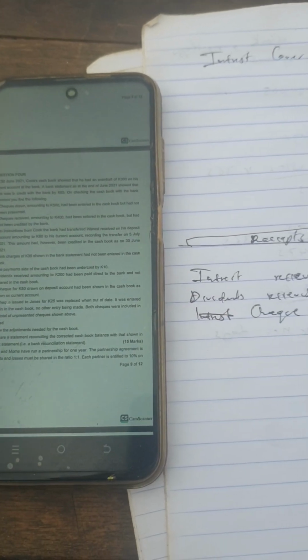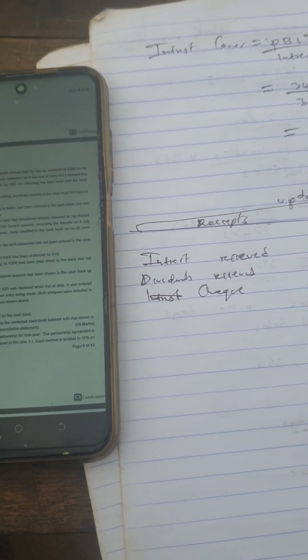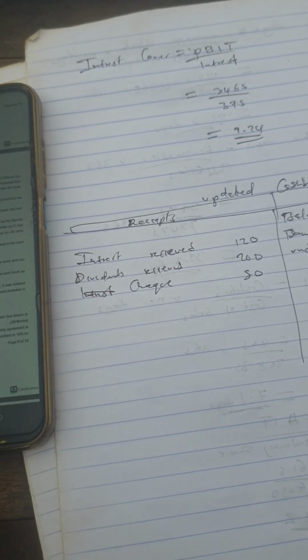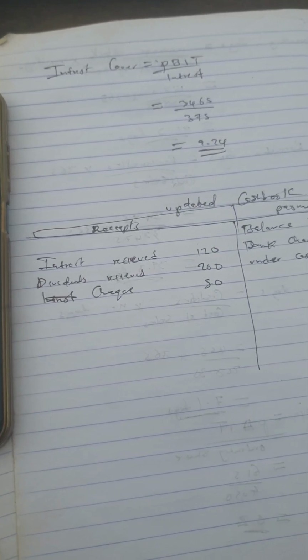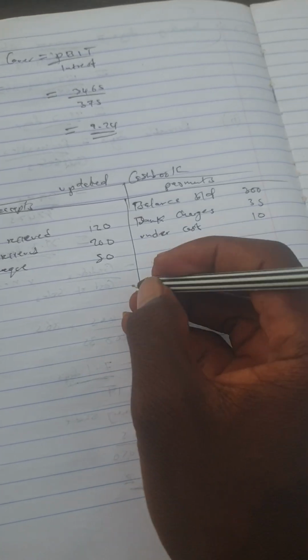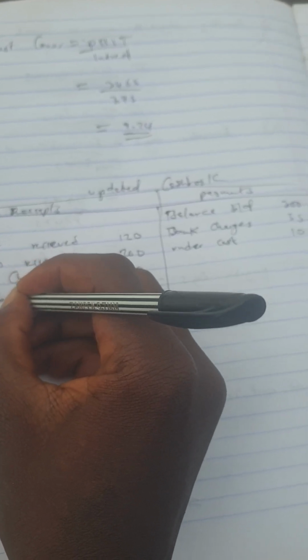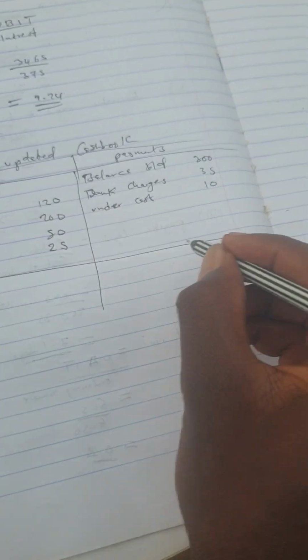But then they're saying this check was issued to Jones when it was replaced on out of date. It was entered again in the cash book. So they entered it again. Check was issued to Jones, but what they did was it was replaced on out of date. Now where they entered it again in the cash book. So it was supposed to be entered once, so they entered it again. So we're going to remove it from the cash book by debiting it. Check, this one is issued to Jones. Okay, so we're done with the updated cash book.